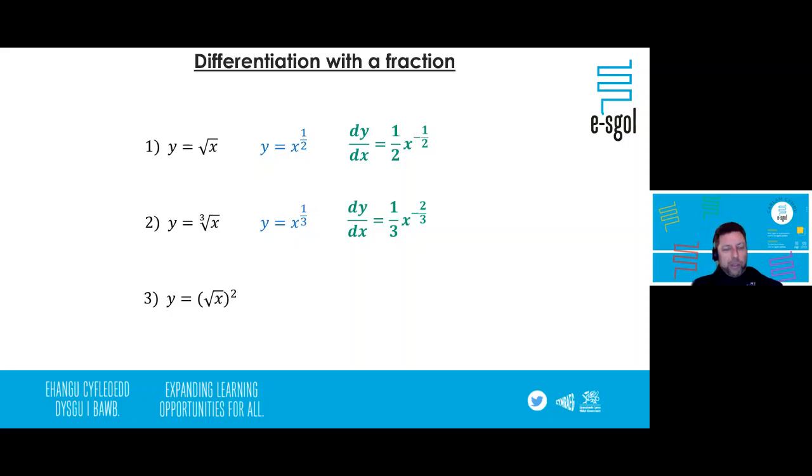Now, next one's a little bit of a trick question. The square root of any number squared goes back to the original number. So it goes to y equals x. And the differential of x is worth 1.